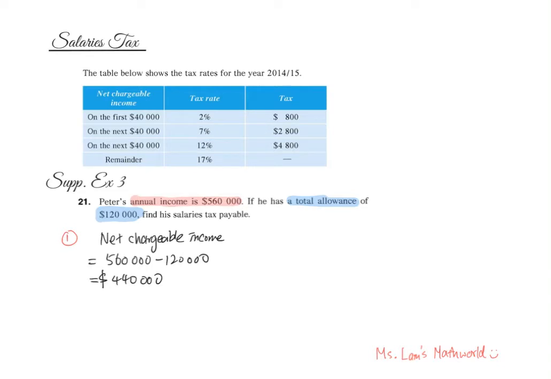So you got $440,000 as the net chargeable income. For the net chargeable income, we will split it into 4 parts, because in this table you get 1, 2, 3, 4 layers, at most 4 parts, I should say. We need to check whether this one is greater than 120,000, and of course it is. Then we will use this one to separate into 4 parts to pay for it.